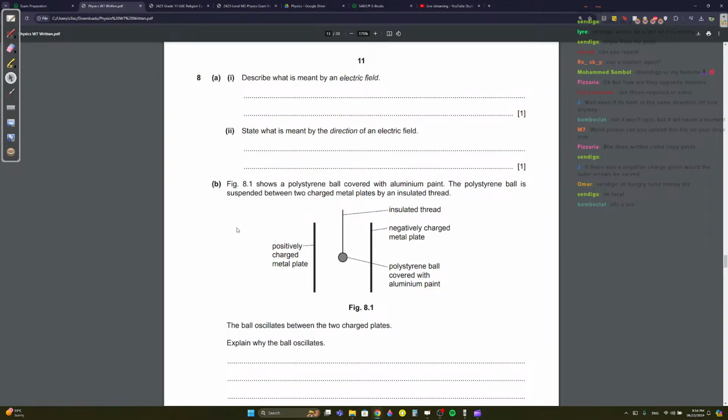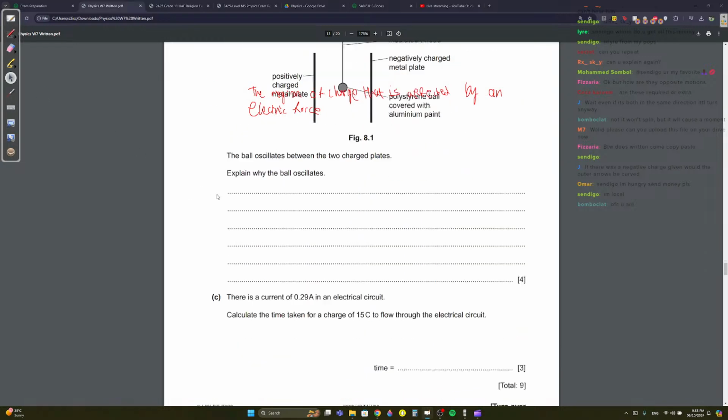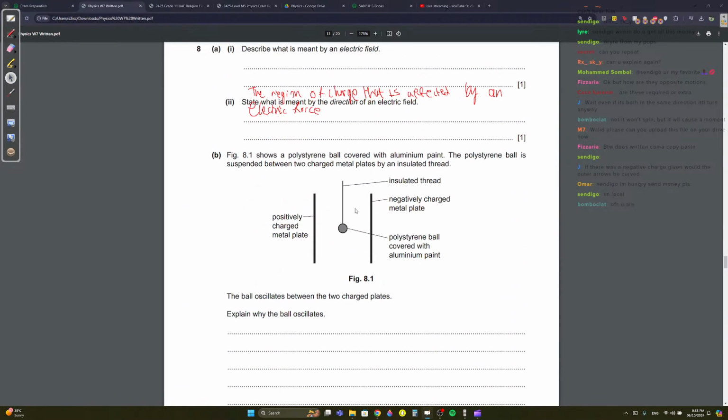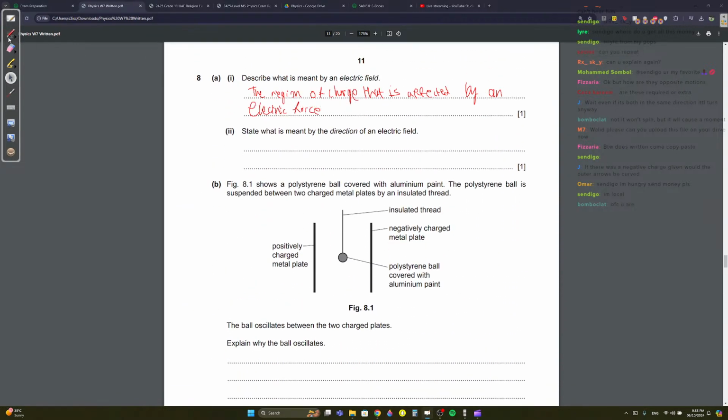Basic, I was asking. Describe what is meant by an electric field. We had it before. It's the region of charge that is affected by an electric force. Let's check if this is the correct answer. It probably should be. We did this before. It is the region that experiences a force. Okay. Let's say electric charge. Electric.